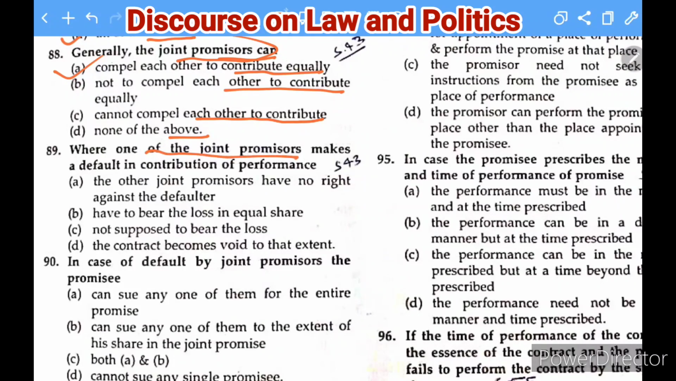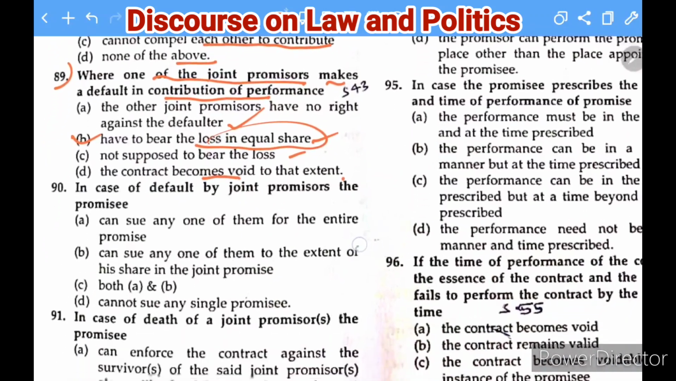Where one of the joint promisers makes a default in contribution of performance, the other joint promisers have no right against the defaulter, have to bear the loss in equal share, not supposed to bear the loss, the contract becomes void to the extent. So I am repeating the question again here. Where one of the joint promisers makes a default in contribution of performance, what is the right option here? Just give your answer here, waiting for your response. So they have to bear the loss in equal share, okay, in case of default.